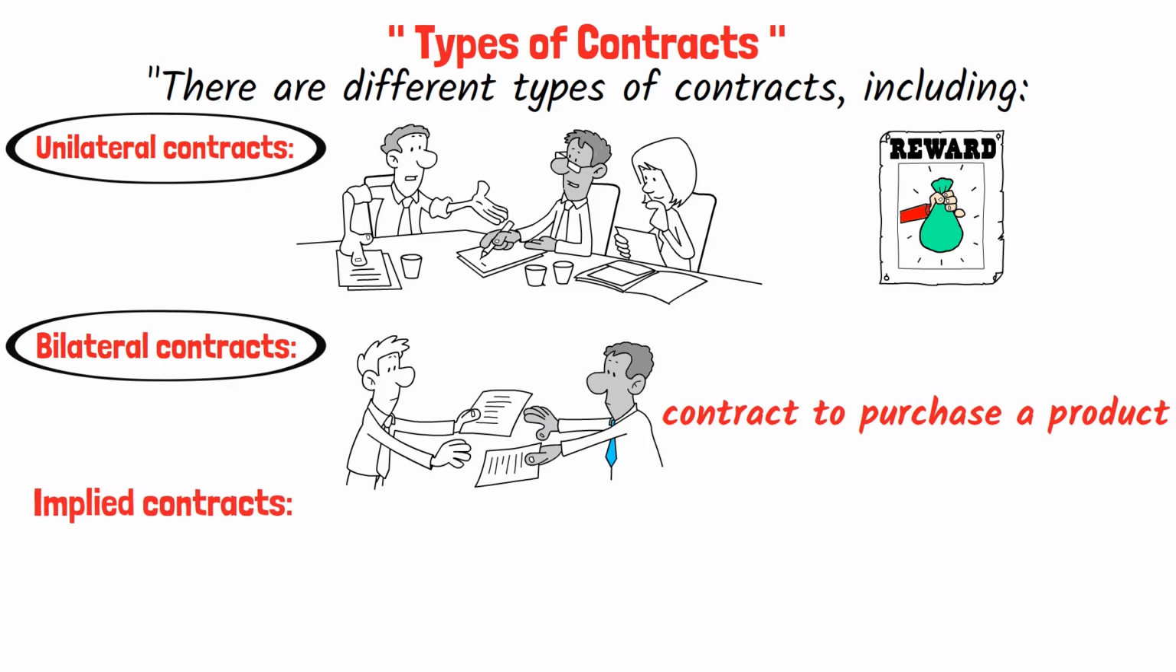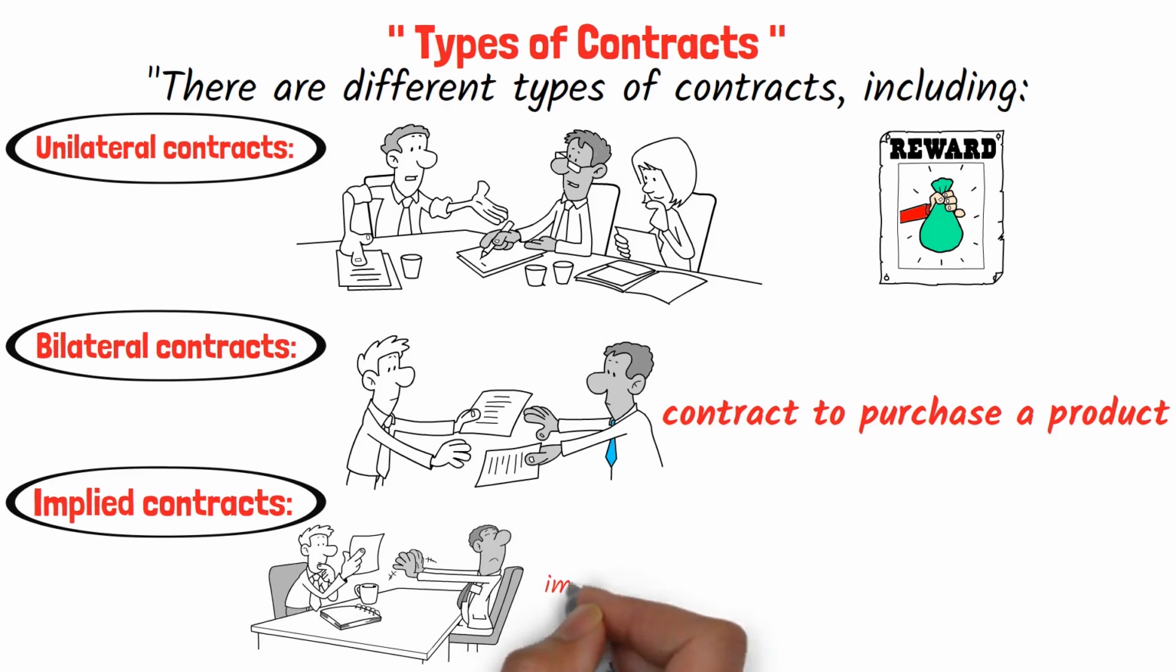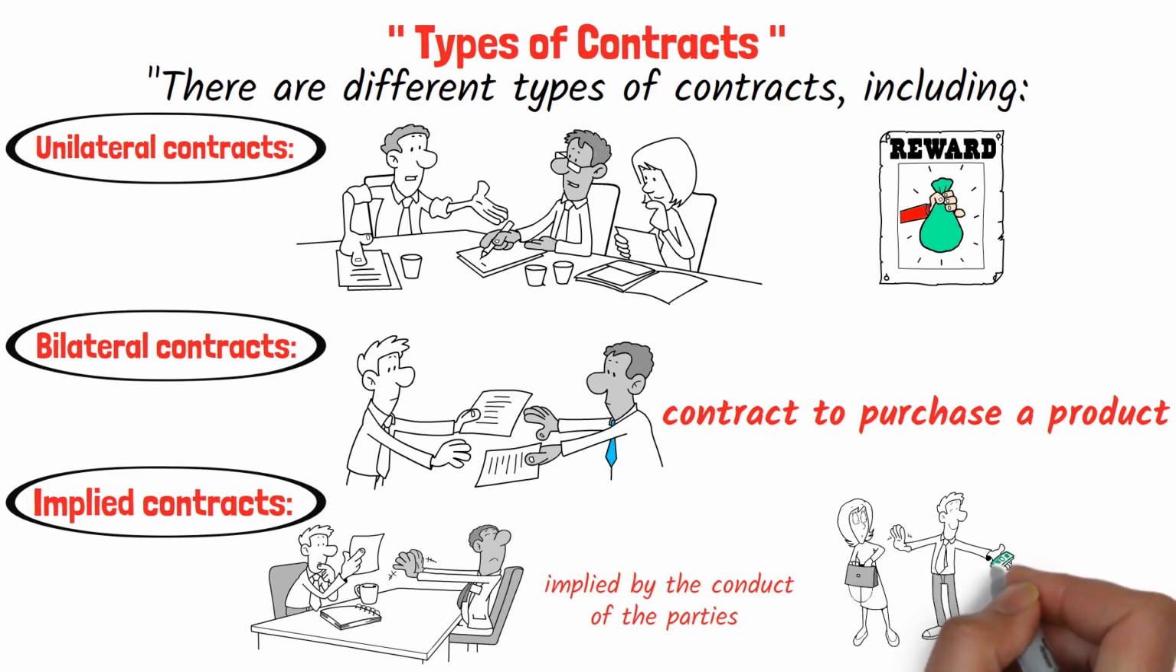Implied contracts. An implied contract is one where the agreement is not expressed in words but is instead implied by the conduct of the parties. For example, paying for a meal at a restaurant implies a contract for services and food.